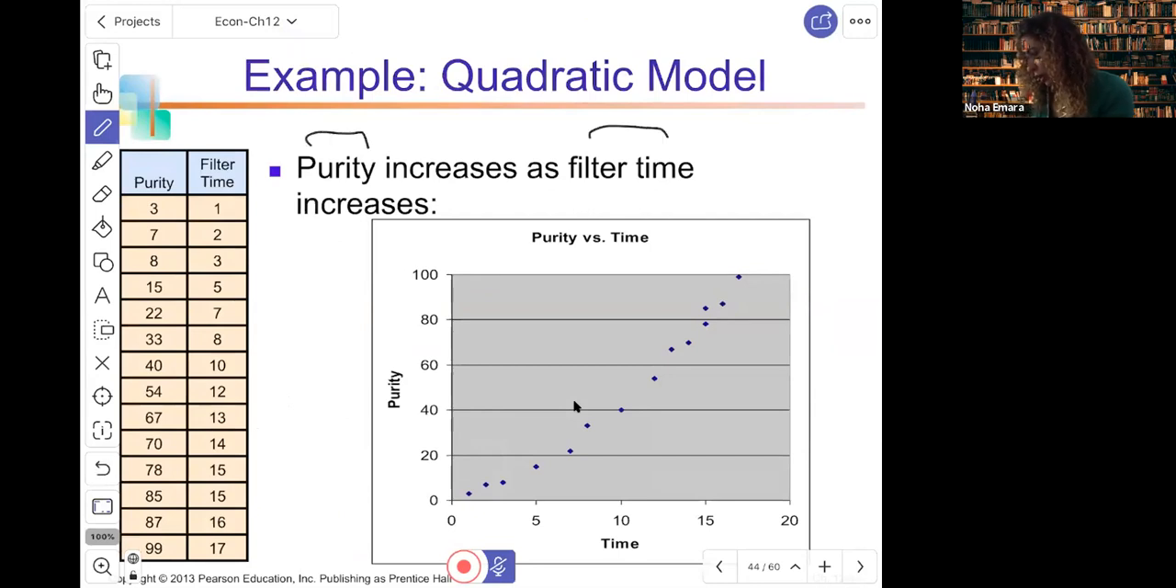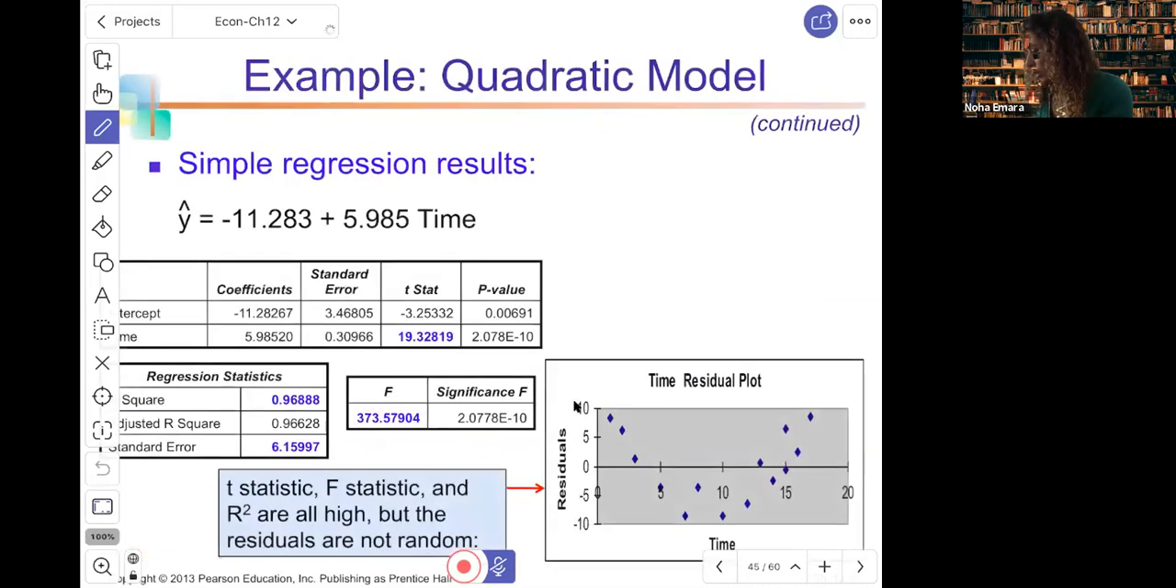One of the examples I'm going to show you on Stata is the relationship between purity and the filter time. And we're expecting this relationship to be nonlinear, which means that as time increases, purity increases, right, at a decreasing rate. And then you would have a regression where you have the measure of purity and then the time, and you're seeing that it's a positive relationship, but you want to check whether this effect is quadratic or not.